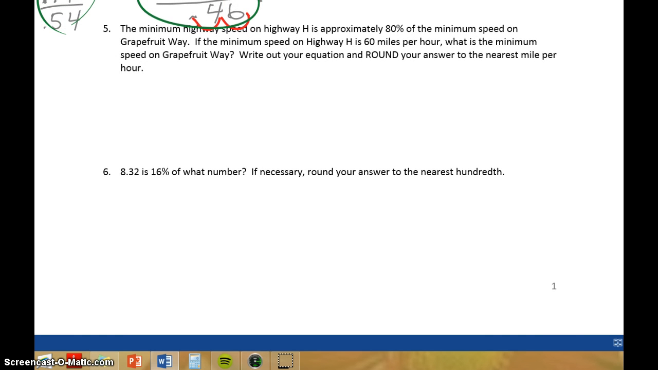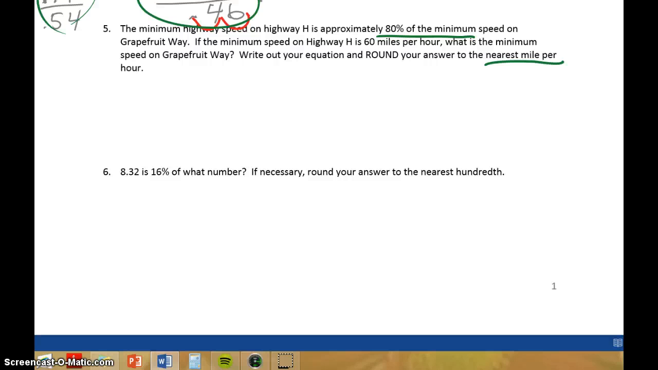Now again, for 5, we need to make sure we answer this in a complete sentence. So it says the minimum highway speed on Highway H is approximately 80% of the minimum speed on Grapefruit Way. Now, if the minimum speed on Highway H is 60 miles per hour, what's the minimum speed on Grapefruit Way? So I'm going to write out my equation, and then I'm going to round it to the nearest mile per hour if necessary. So I know that Highway H is approximately 80% of the minimum of Grapefruit Way.